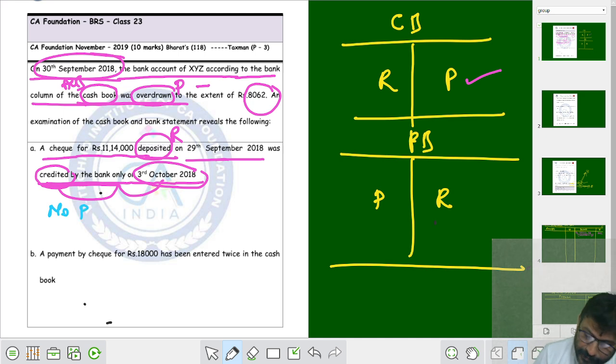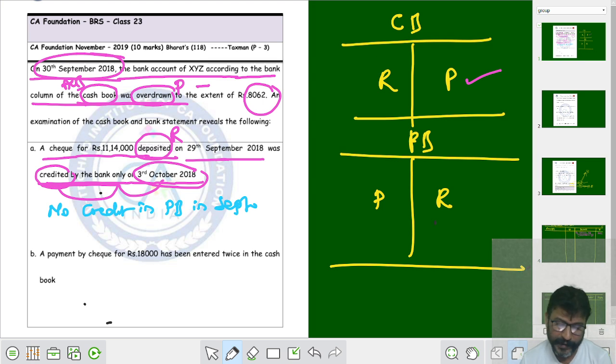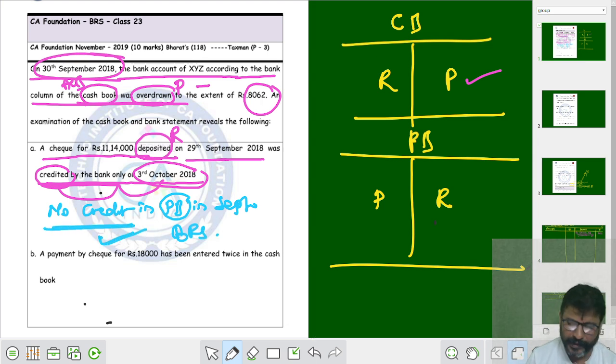We can say that there is no credit in the passbook in September. So it is a mistake in the passbook. So where do we have to take it? We have to take it in BRS. What side? No credit means we have to take it on the credit side. Credit is given in the passbook on 3rd October, meaning no credit in the passbook in September, so we have to take it on the credit side only. Is it under ACB or BRS? It comes in BRS because the mistake happened in the passbook.